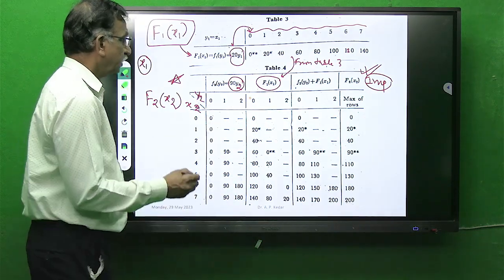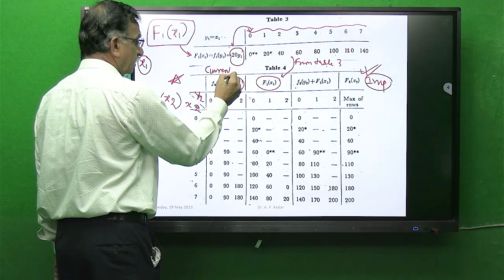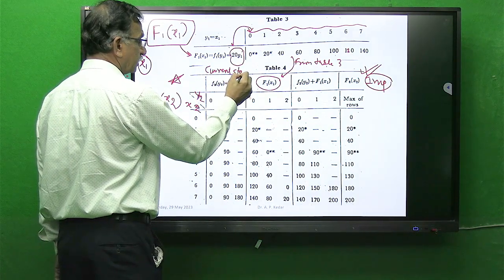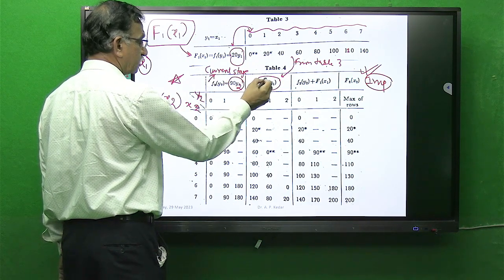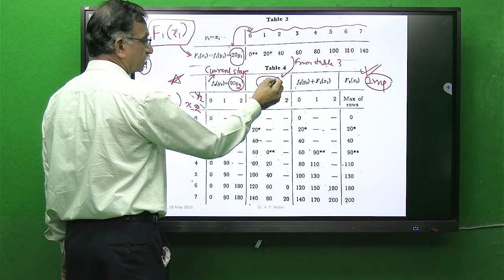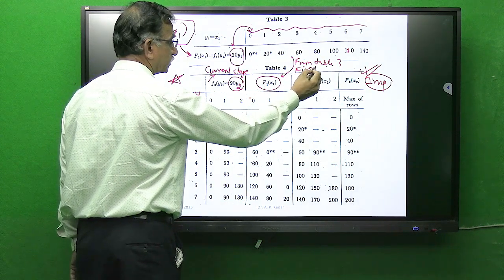So this column is the current stage decision, and this is the optimal solution of the first stage.